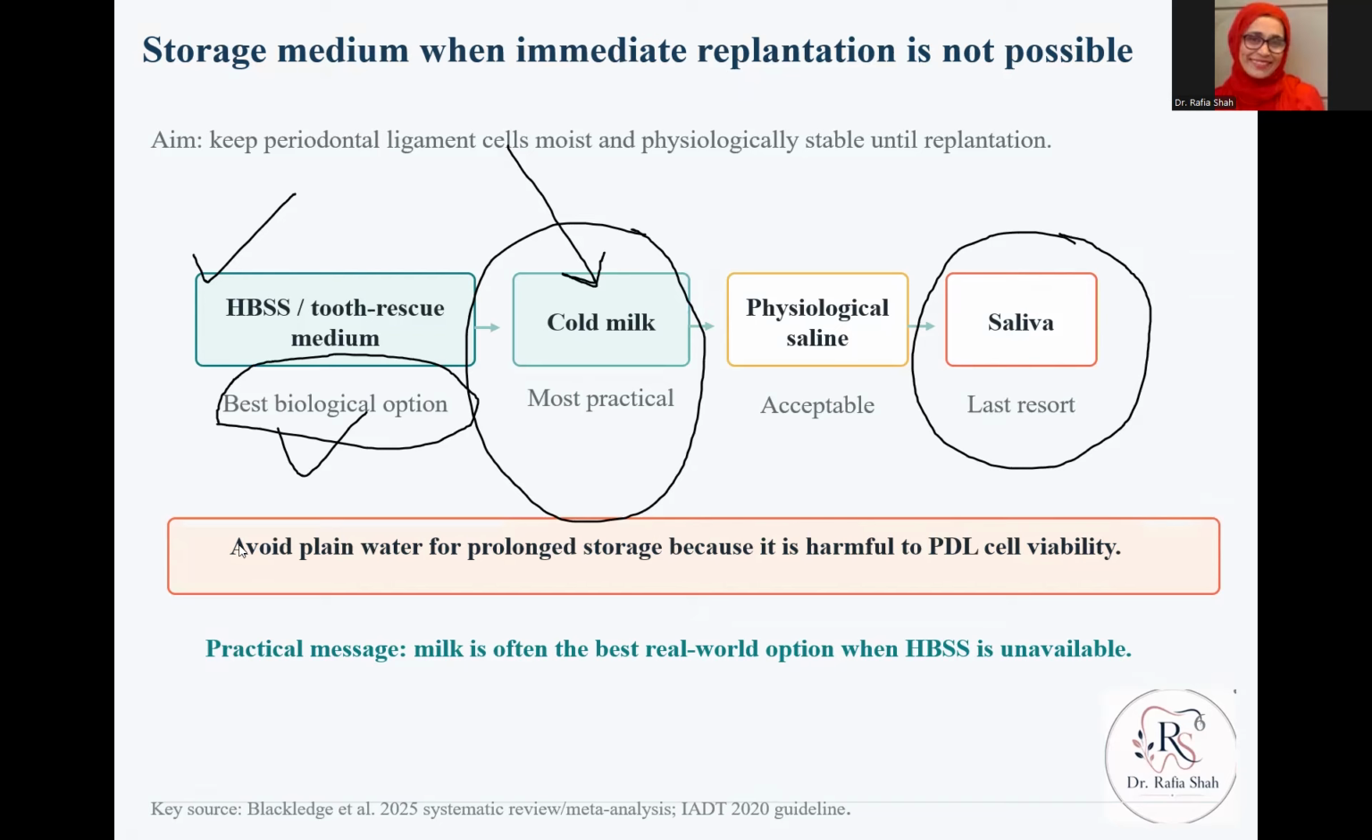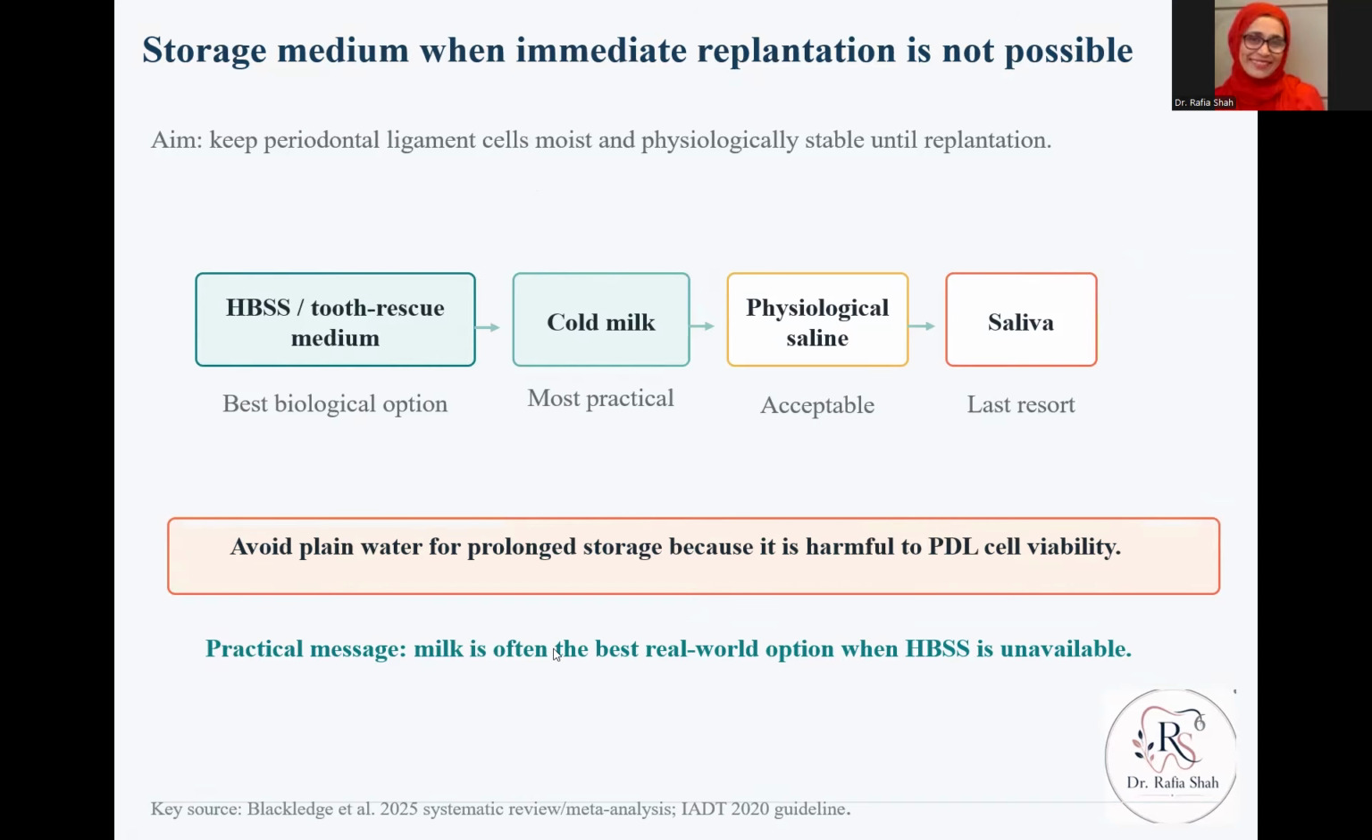We always ask the patient, and we ourselves even avoid, to dip the tooth in plain water as a storage medium, because it will destroy the PDL. And once the PDL is destroyed, as I have been saying from the beginning, we will be losing the prognosis and the viability. So in the real-world option, we have milk as a storage media when HBSS solution is not available to us.